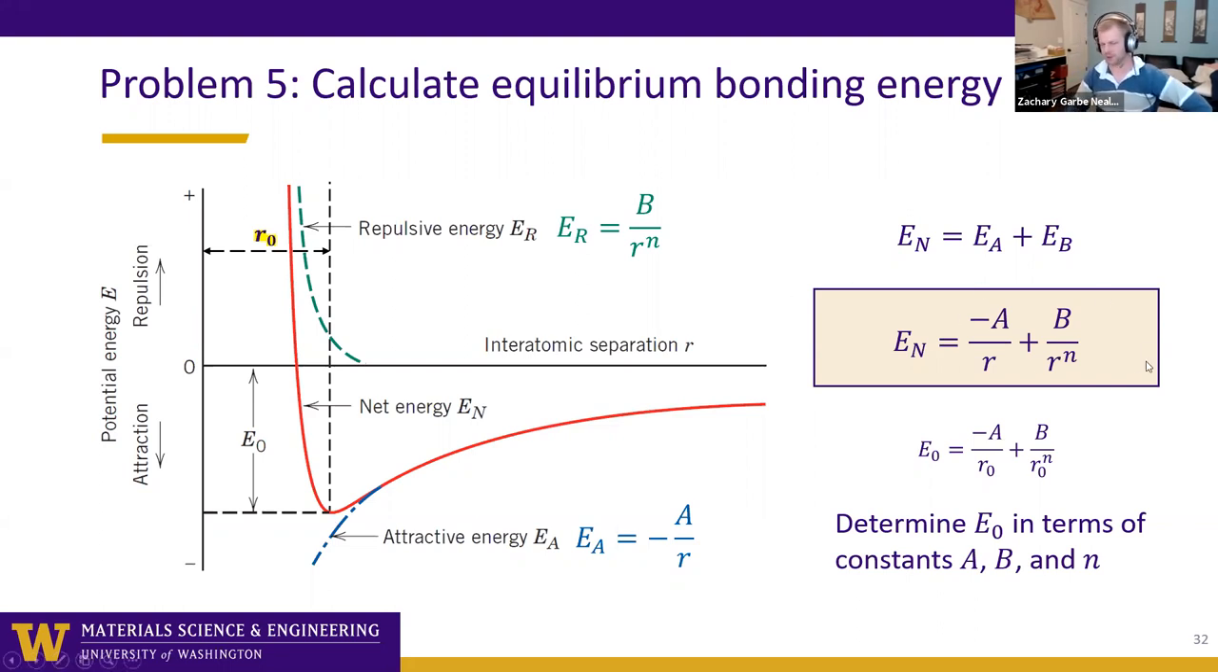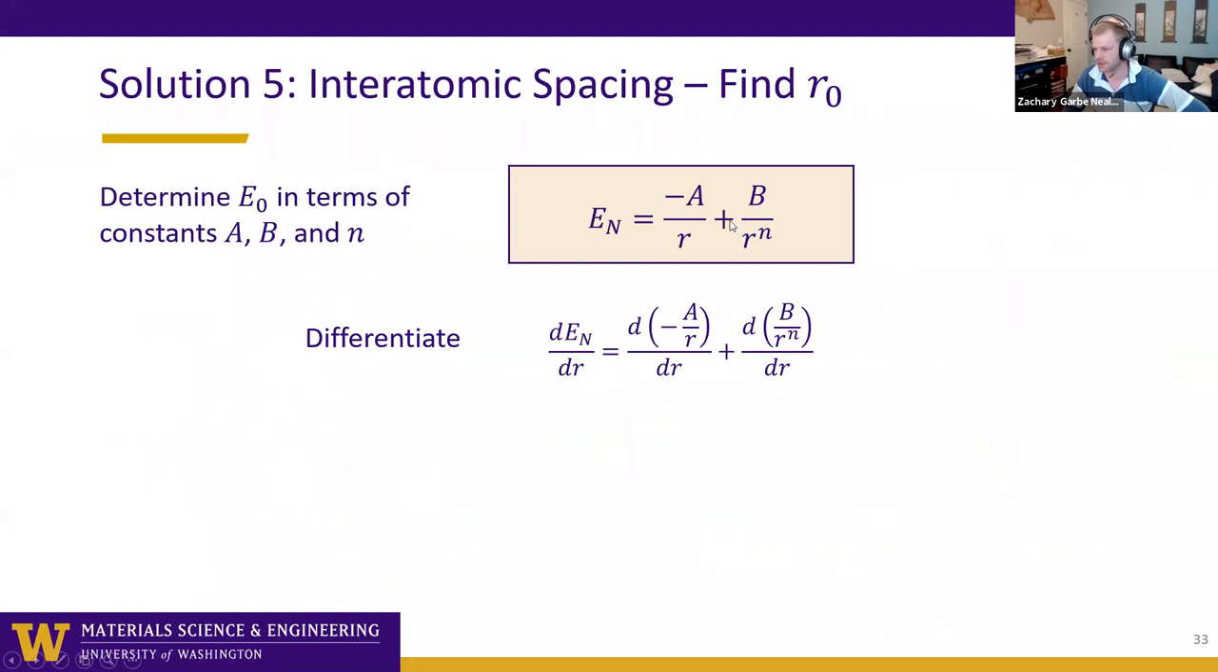We're starting with this equation here. We're going to take the derivative of this equation and set the derivative equal to zero. We're taking the derivative of this curve, the red curve, and when the derivative of the curve is zero, that will be the minimum point. Then we're going to solve for R naught at that minimum. So we're going to differentiate the equation with respect to R.